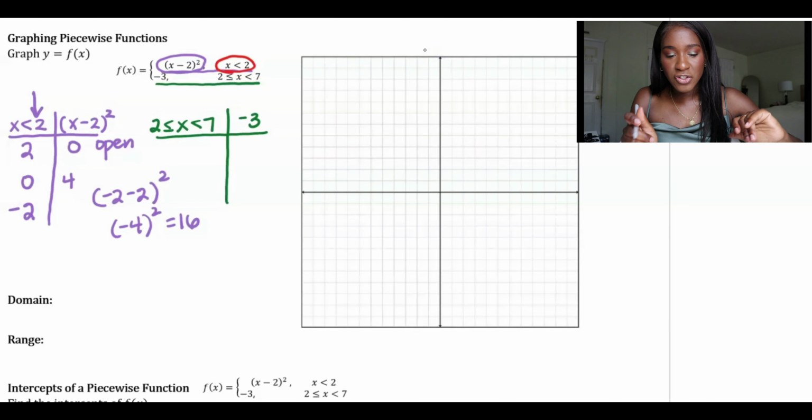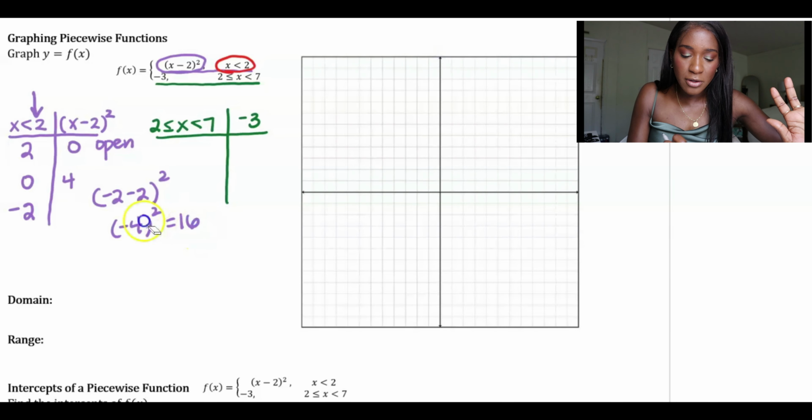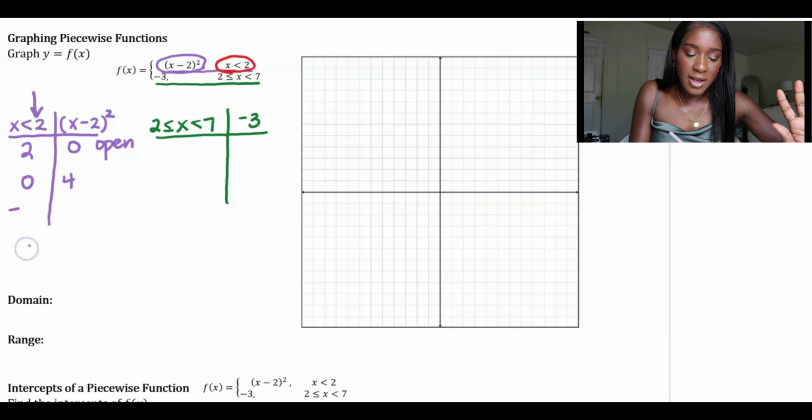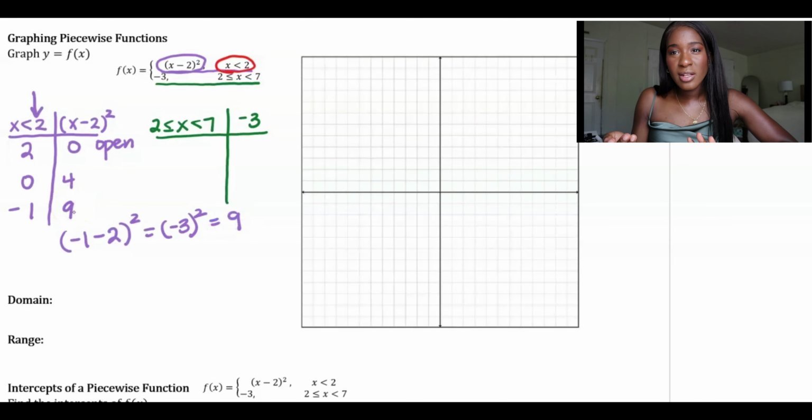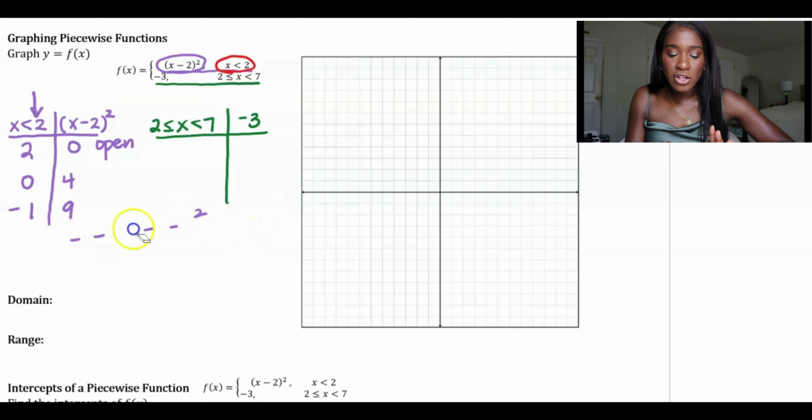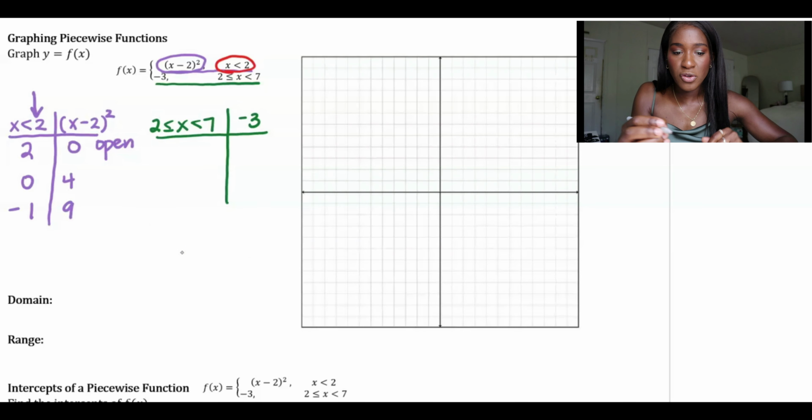I could do it if I adjust my scale, but just to make things easier for us, I'm going to change this x value to negative 1. Remember, I said it doesn't matter where those values come from as long as they are less than 2. So now this is giving me negative 3 squared, which is a 9. And I can fit that on my graph easier. So that's just one thing to keep in mind when you're making tables. Try to choose values that aren't going to make your graph go off your paper or go off the scale that you have. Moving on to our next table.